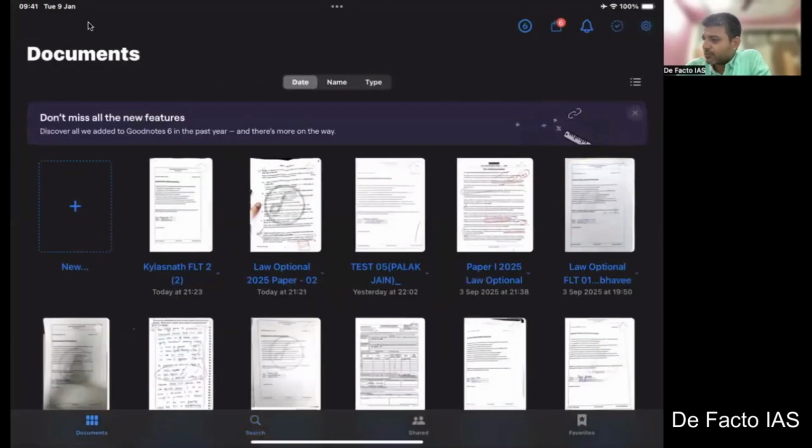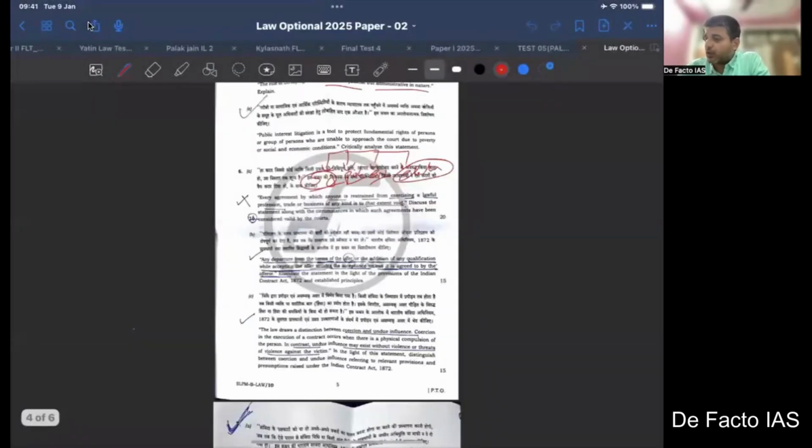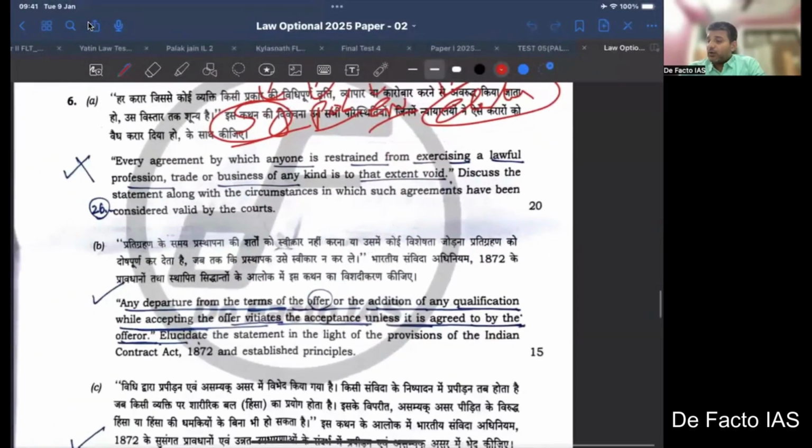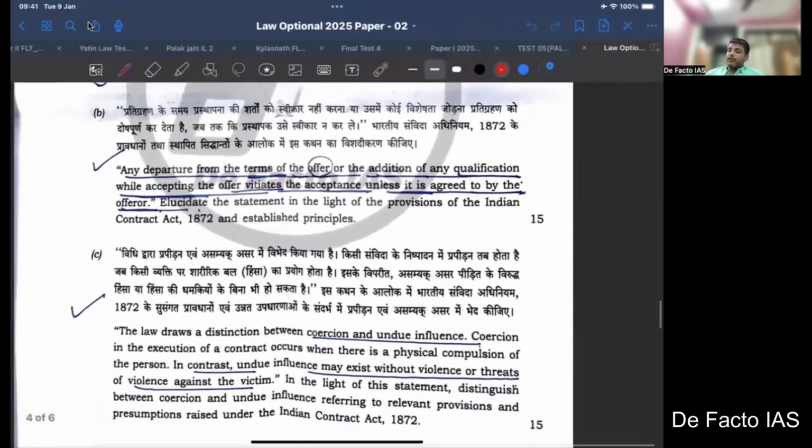Let us first start with the paper. Okay. Now, let us come to 6B. Now, 6B says, any departure from the offer in relation to any qualification in accepting the offer vitiates the acceptance unless it is agreed by the offeror. So, basically, the offer must be absolute and clear, right? So, that is the question.